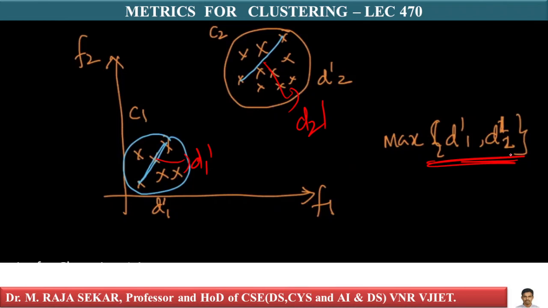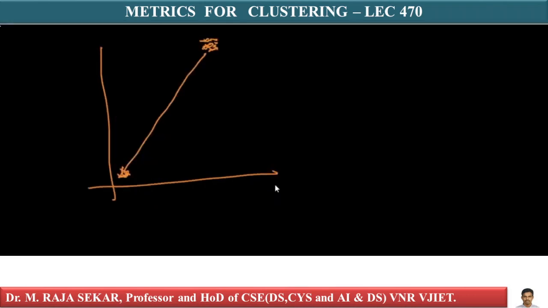So there are many other metrics for clustering. I hope you get the idea. What's ideal clustering? All these points are very close, and all these points are also very close. The distance between the clusters must be very large. This is the ideal clustering as per the Dunn index.